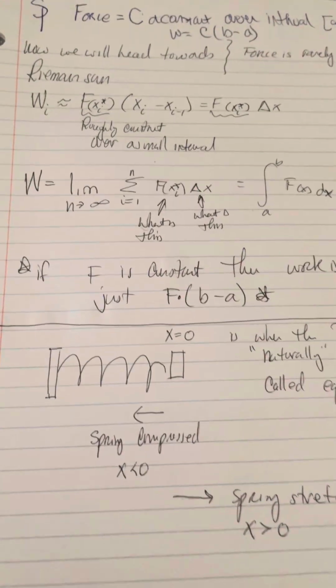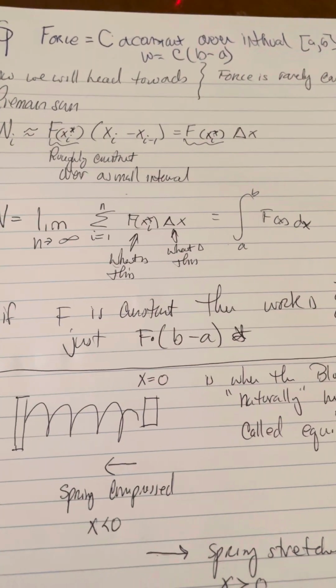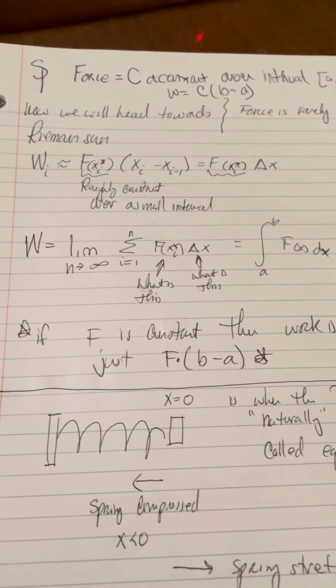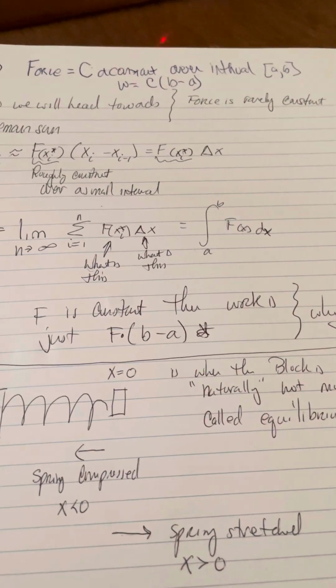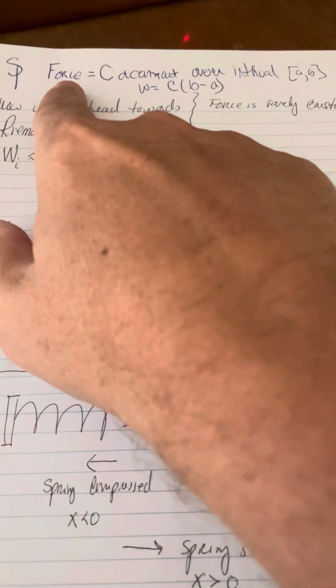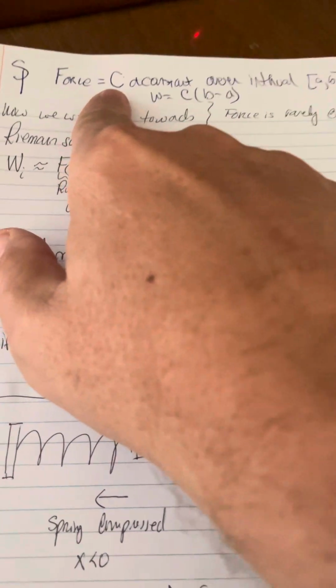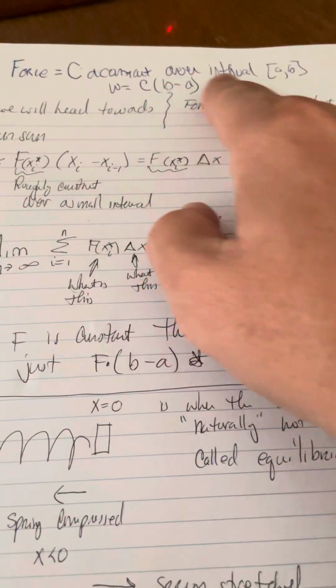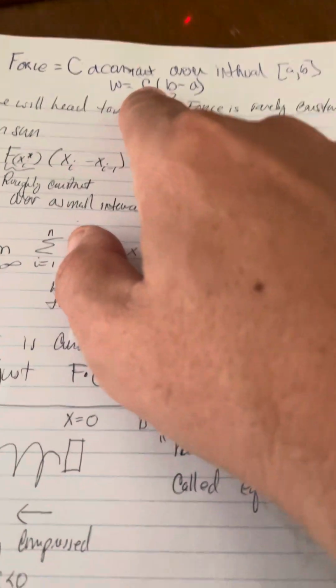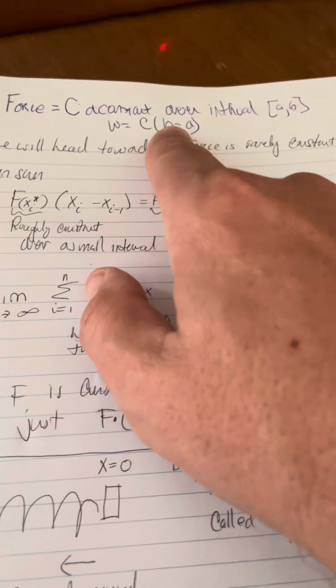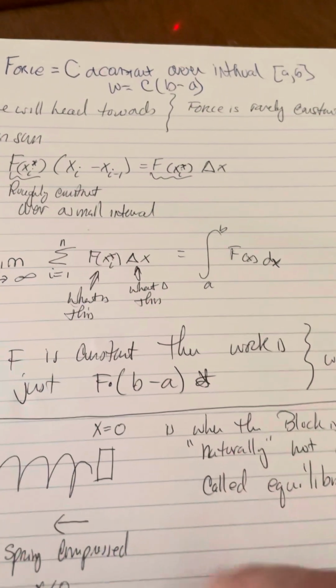Everybody. So, trying to talk about work. Now, work, as you probably know, is force times distance. And if your force is constant, this says force is equal to c, a constant, over the interval from a to b, then your work is nothing more than the multiplication of your force times your distance, which is c times (b minus a).